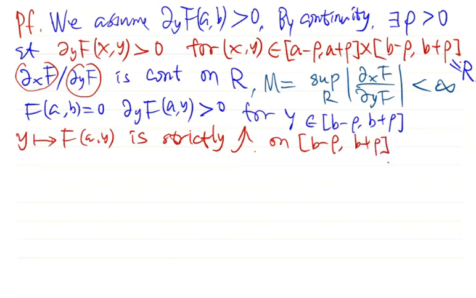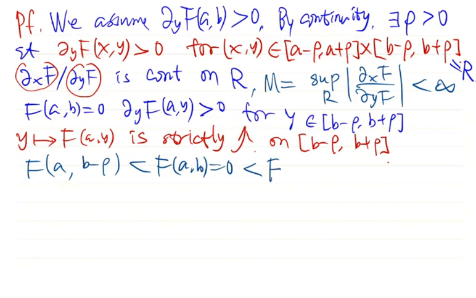When y equals b, this function is 0, since F(a, b) is 0. So we see that the value of this function at b minus rho is less than the value at b, which is 0, and then this value will be less than the value at b plus rho. So we have this conclusion. This is the first step.